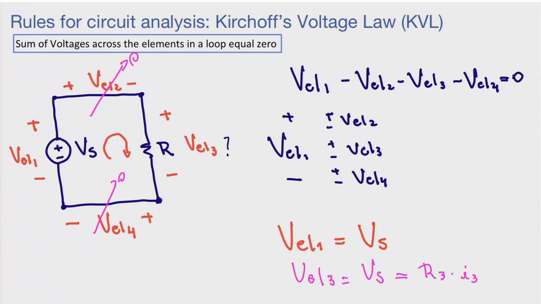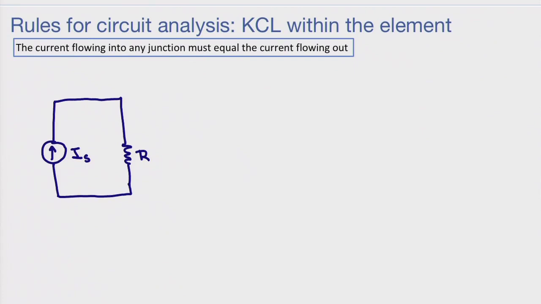Okay? All right. Now, new stuff, new law. The new law is the current law. We are going to use the current law a lot too. So the current law says that the current flowing into any junction must be equal to the current flowing out of the junction. Now, oh, here come the junctions again. So let's look, okay, where do we have junctions here? For sure, I will mark again our junction.